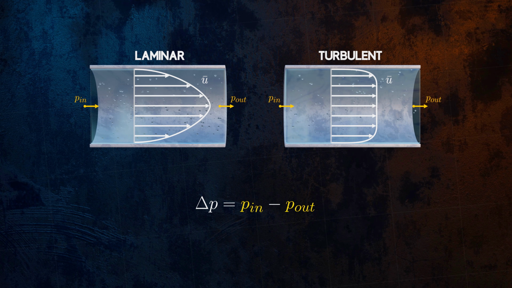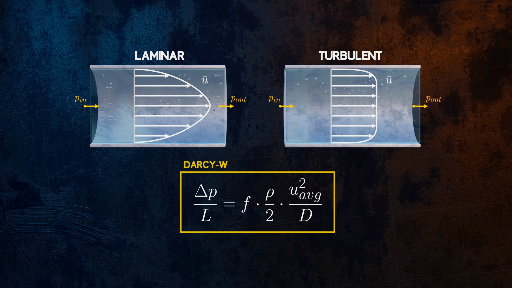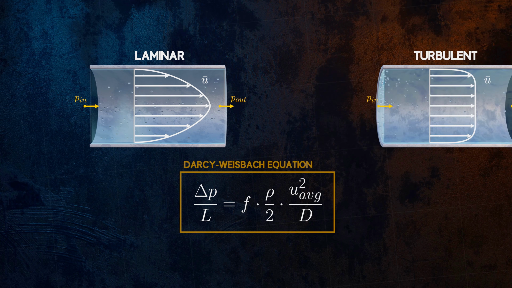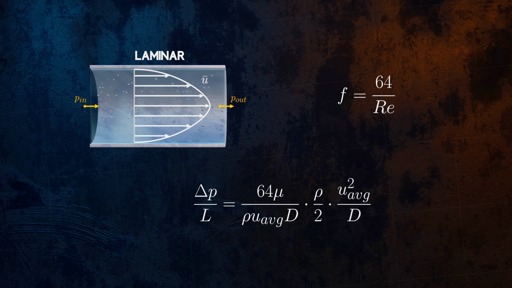We can calculate delta P along the pipe using the Darcy-Weisbach equation. It depends on the average flow velocity, the fluid density, and a friction factor F. For laminar flow, the friction factor can be calculated easily. It is just a function of the Reynolds number. If we combine these two equations, we can see that the pressure drop is proportional to the flow velocity.